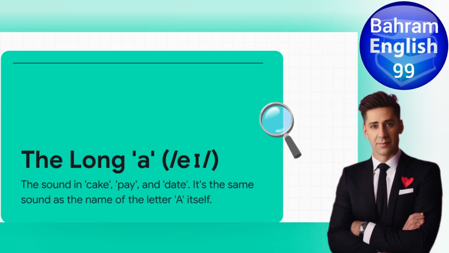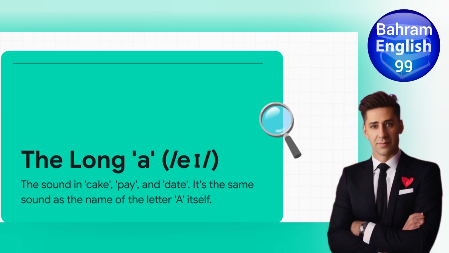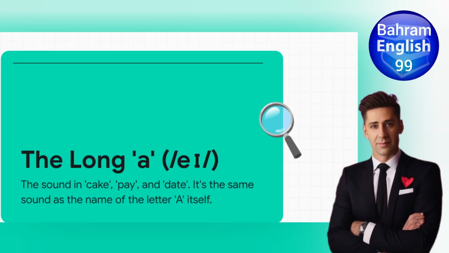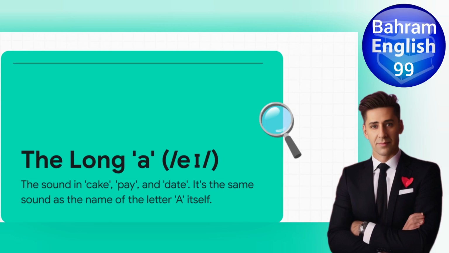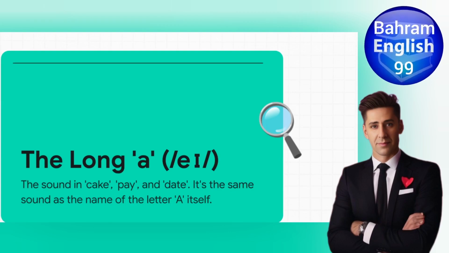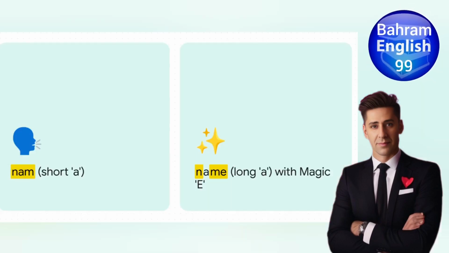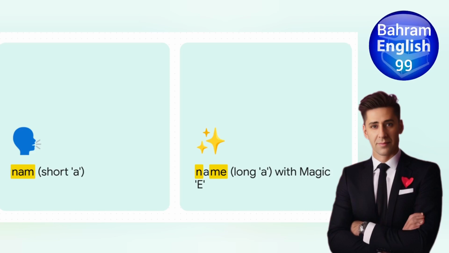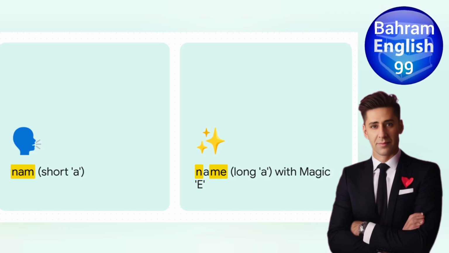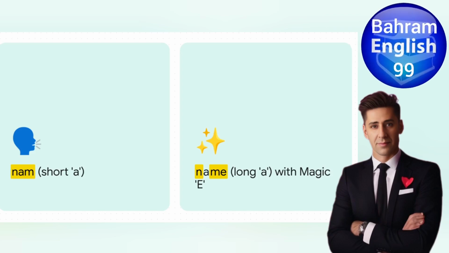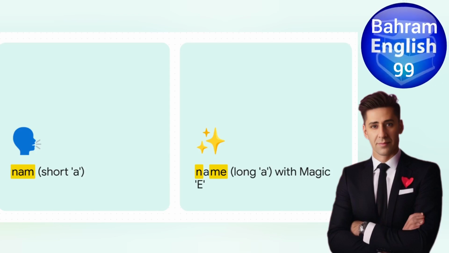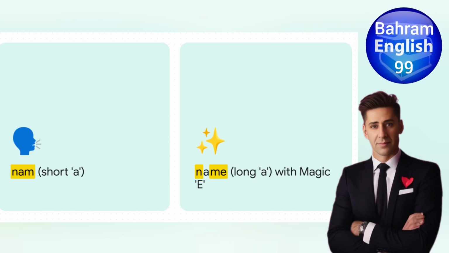And here's its partner, the long A. Now, the easiest way to remember this one is that it sounds exactly like the name of the letter itself, A. You hear it in words like cake, pay, or date. So the question is, how do you know when to use the short sound versus the long one? Well, here's a huge clue, the magic E. This is pretty cool. If you take a word like car, it's got a different A sound, but add a silent E at the end, and it becomes care. That E magically changes the vowel sound.